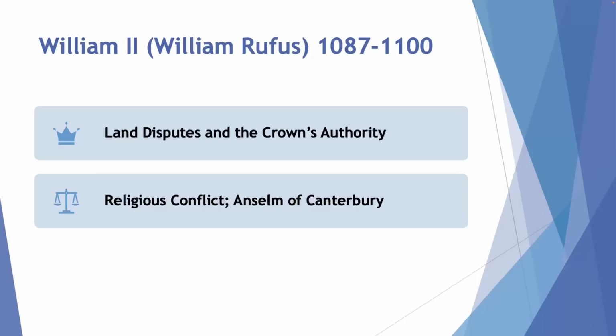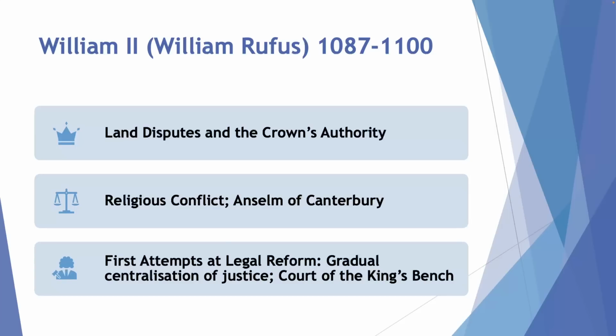What this ultimately did was lay the groundwork for the conflict between church law and royal law, which would not necessarily escalate too much during the reign of William II, but would escalate in the future reigns of other monarchs. While William II didn't introduce any major sweeping and widespread legal reforms, he still contributed to the eventual centralization of justice in the royal court.